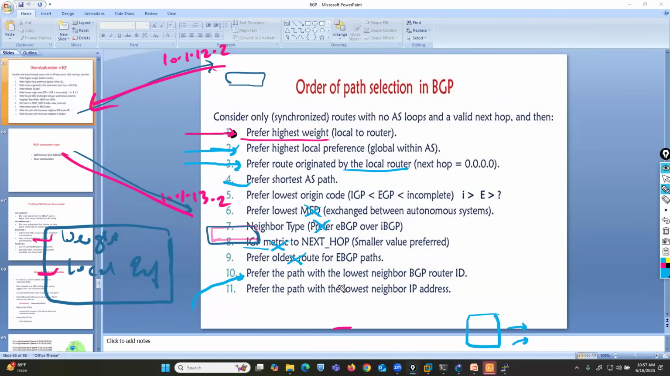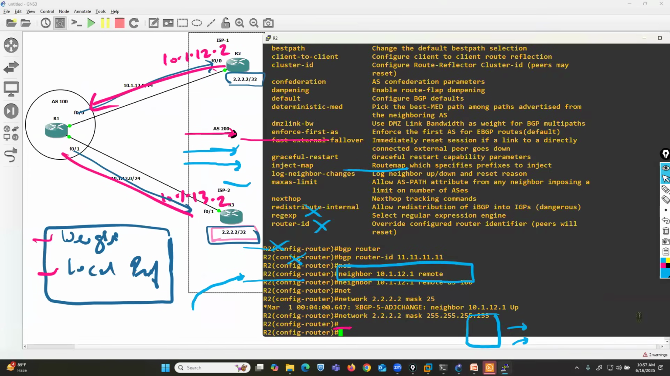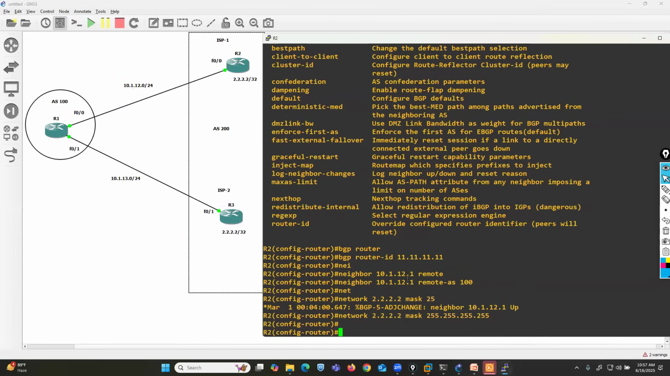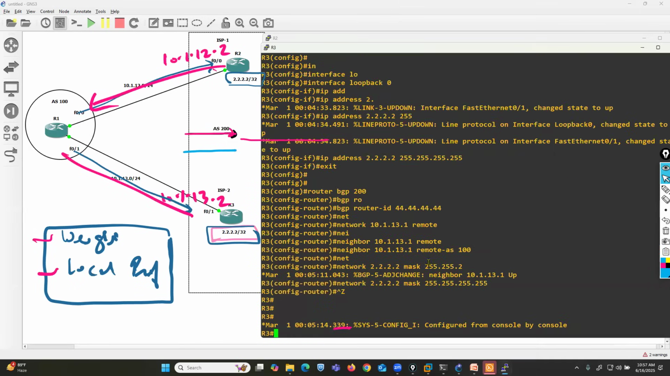Please read this information. You will see: prefer the path with the lowest neighbor BGP router ID. If you go and check the design, on R2 we have router ID 11.11.11.11. Now if you check R3, the router ID here is 44.44.44.44.